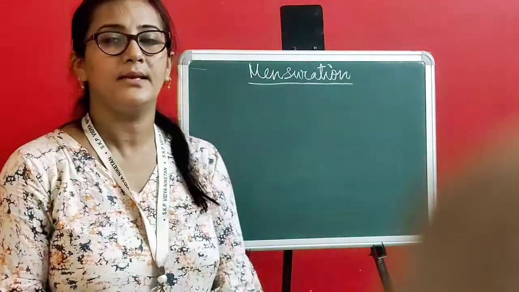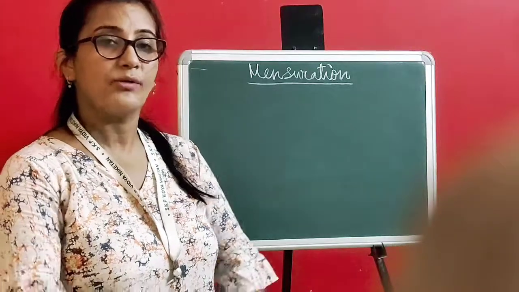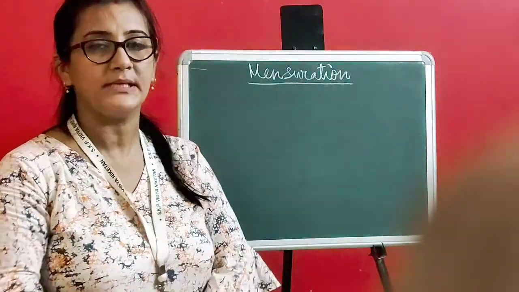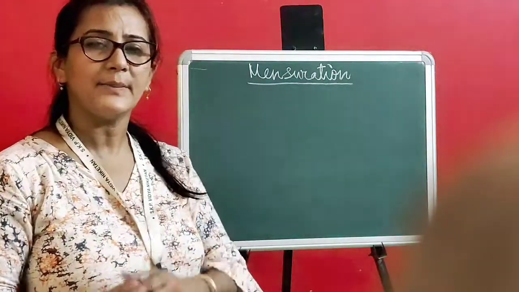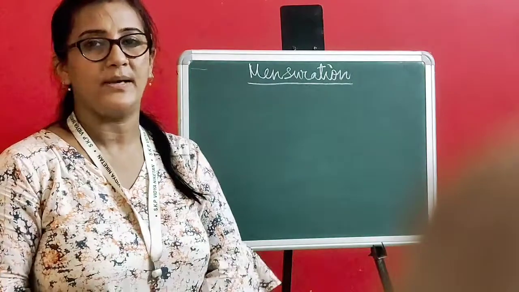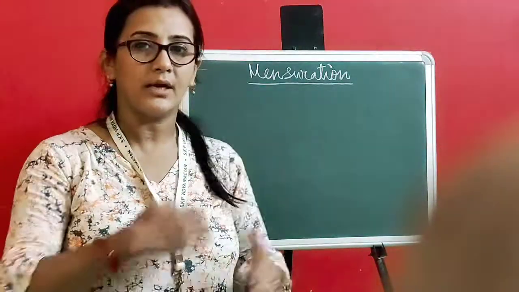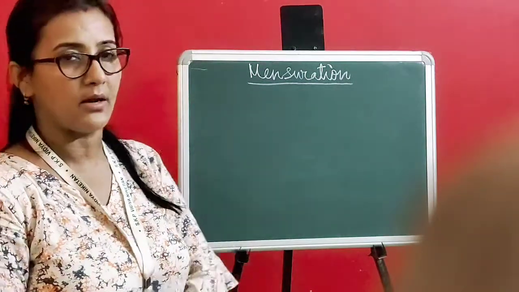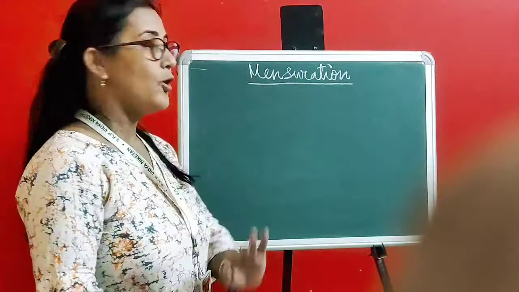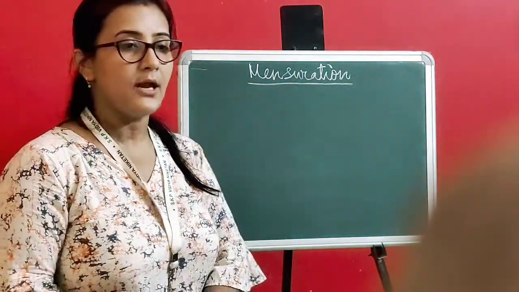Now today we will discuss the next chapter, which is included in your post midterm. That is mensuration. We will discuss a little bit about what actually happens in this. In mensuration, we will discuss areas and perimeters. Now, what is perimeter? What do we know about the perimeter?